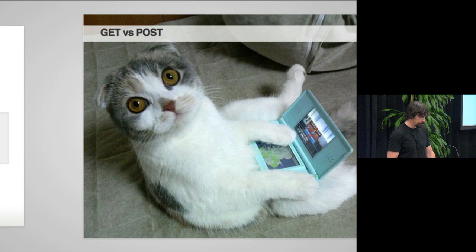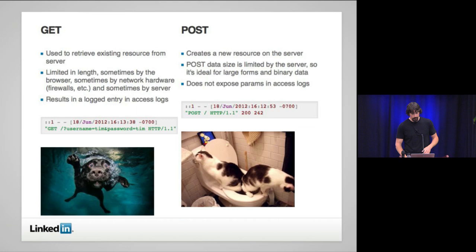So then we have the two verbs that you see a lot, GET and POST. Think of GET as you're going to get something, an existing resource on the server. Search results are a really great example of this, something that you can bookmark so you can come back to it later much easier. It has limitations in that it's limited in length. I think IE8 and below are limited to 2,083 characters, whereas WebKit and Mozilla go much longer than that. And it also results in a logged entry in your access logs. So if you see here my little example, any parameters that are passed through in a GET request are logged in plain text. So you definitely don't want to use this for any sort of user registration flow.